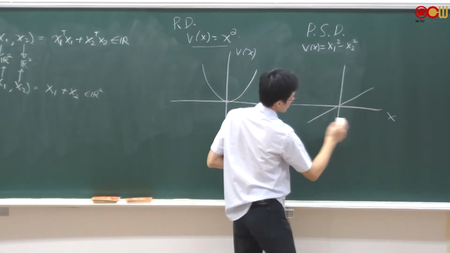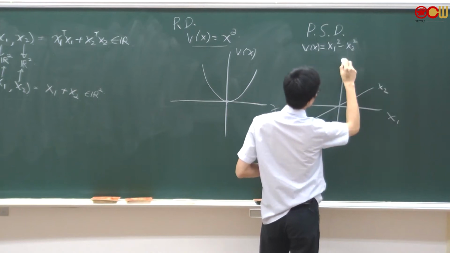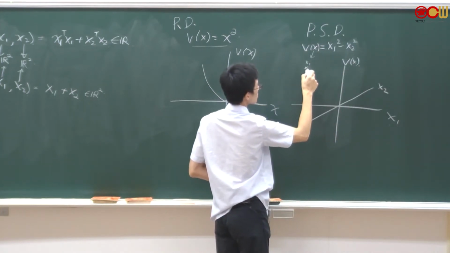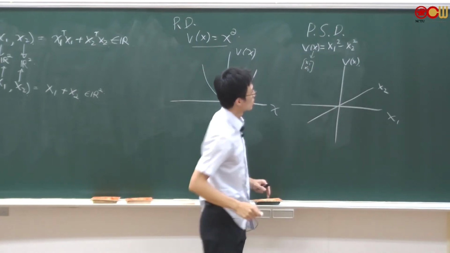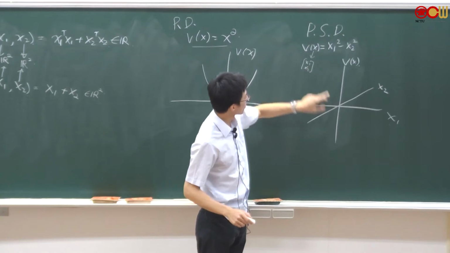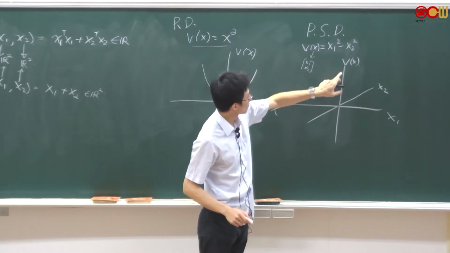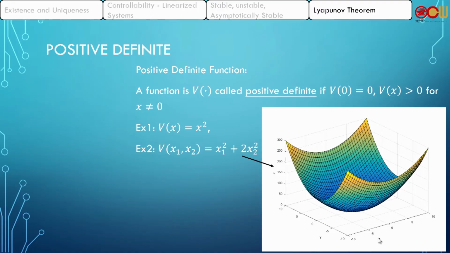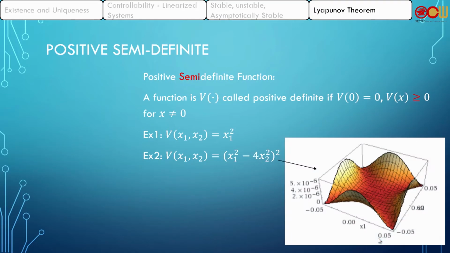It's a 3D case, right? X represents the column x1, x2. So is it 0 at this point, 0, 0? Is the V function 0? Yes, right? What does this function look like? So this is PD, this is PSD.